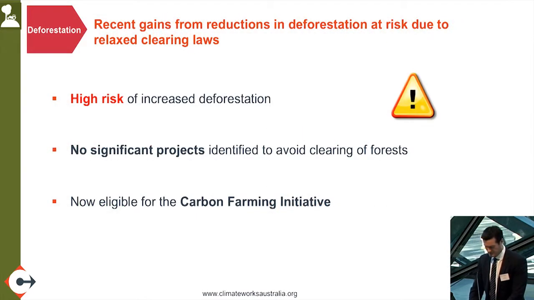So in terms of deforestation, without significant abatement projects from reducing deforestation, emissions from clearing are at risk of increasing significantly. Regulations to limit the clearing that contributed to much of the decrease over the last decade have recently been relaxed in some states, including Queensland. Avoided deforestation is now eligible for the Carbon Farming Initiative, which may lead to an increase in projects after the approval of the methodology very recently. Although these will require a strong financial incentive, as there is an opportunity cost associated with reduced deforestation.